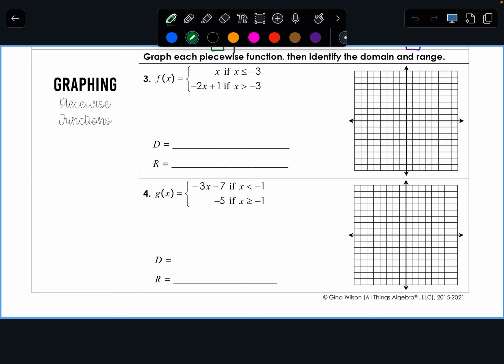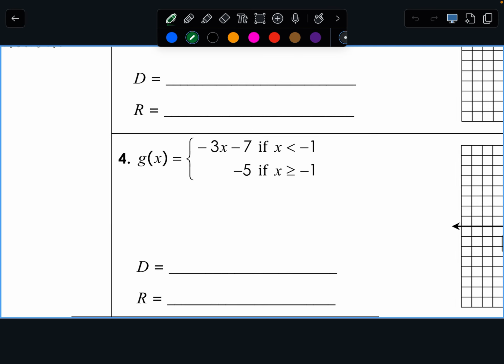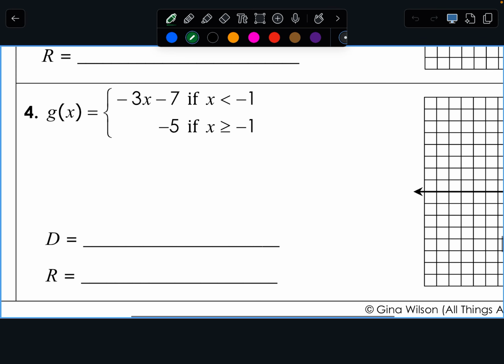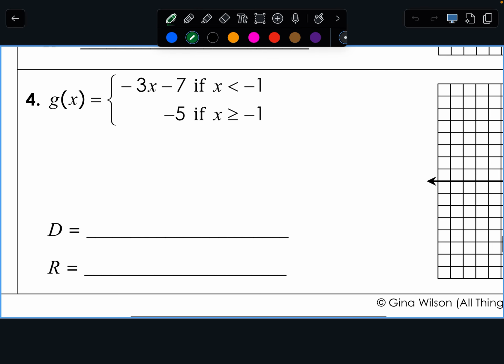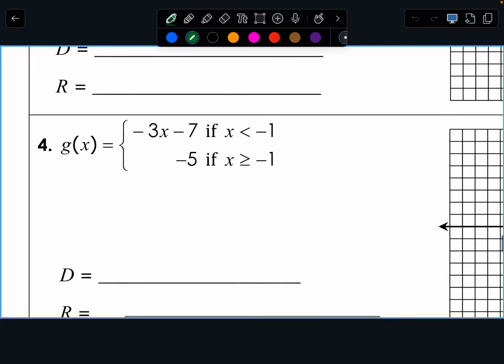Now, we are going to start today on problem number 4, and I do want to thank the people at All Things Algebra for providing the problems here that we're about to do. So let's start here with problem number 4. What we have here is a g of x with how many pieces? There are 2 pieces, right?